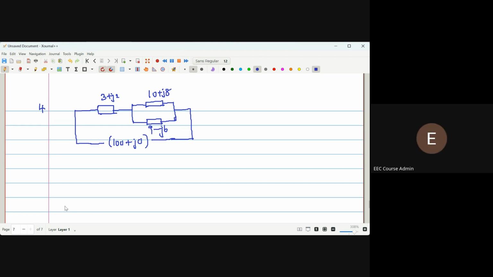For this series-parallel circuit, this is Z_A, this is Z_B, and this is Z_C, and the values are marked. The voltage across the circuit is 100 + j0. Find the currents I_A, I_B, and the phase angle between them.